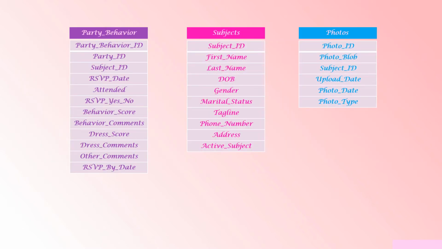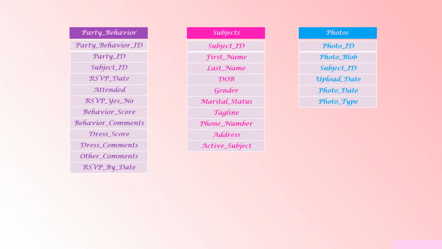The subject profile primarily used data from the subjects table, but the photo came from the photos table, and in the future, Cinderella also wanted to see a subject's average dress score and average behavior score on their profile, and those pieces of data would come from the party behavior table.